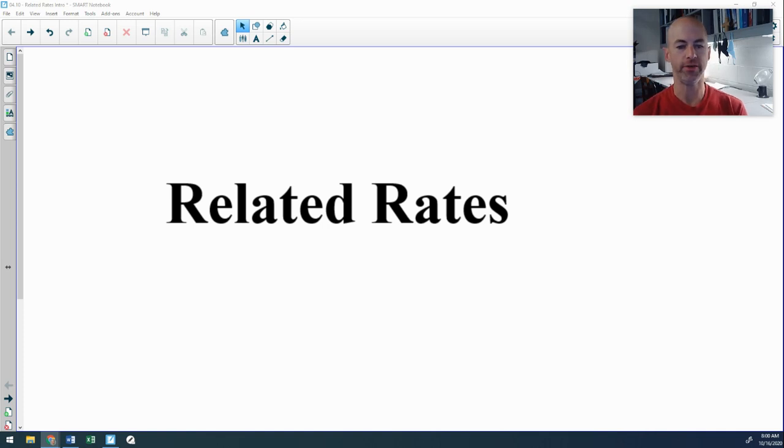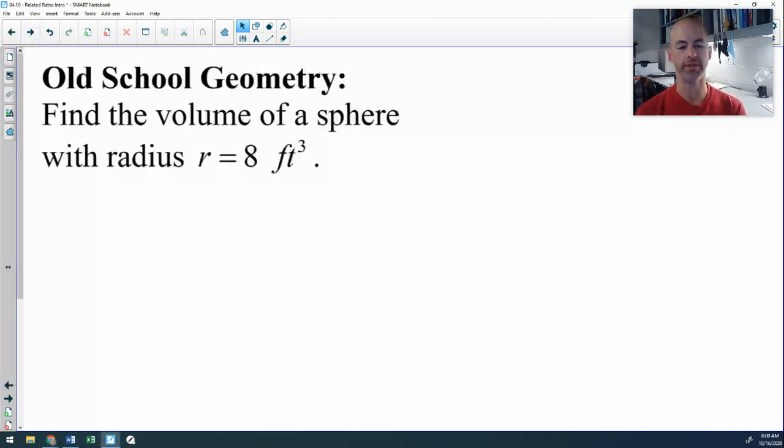Let's look at related rates in calculus, which is typically tied to geometry. Doesn't have to be, but it typically is. So let's talk about geometry as it used to be for you.